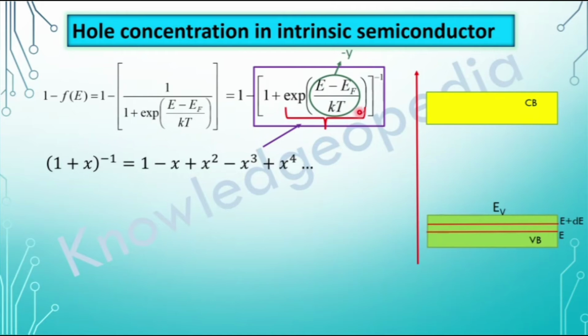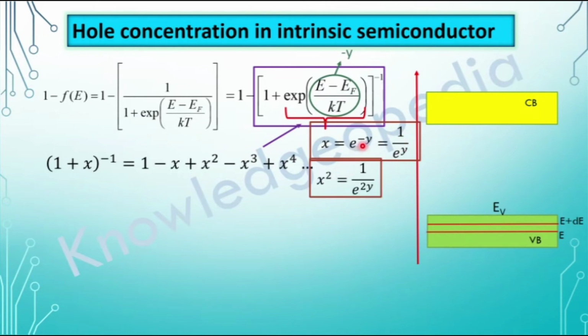Here this red bracket term, that means exponential (E minus EF) by kT, is our x. Now if the exponent is equal to minus y, I can write x is equal to e to the power minus y, because this whole term is equal to x. So x is equal to e to the power minus y, that can be written as 1 upon e to the power y. Similarly, x square can be written as e to the power minus 2y, or 1 by e to the power 2y.